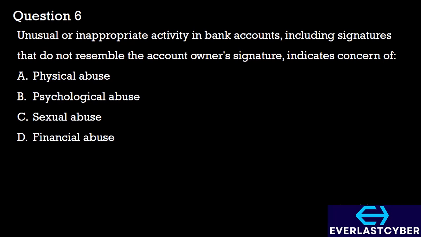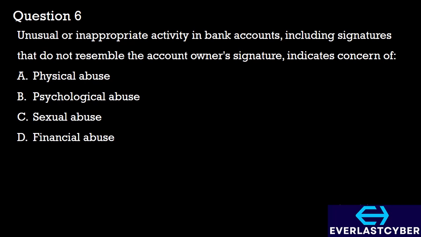Physical abuse involves bodily harm or injury, and while it can sometimes affect a victim's finances indirectly, it is not identified through bank account activities. Psychological abuse refers to emotional harm and manipulation, and it does not directly involve financial transactions or signatures. Sexual abuse involves unwanted or coerced sexual activity and does not relate to unusual financial activity in bank accounts.